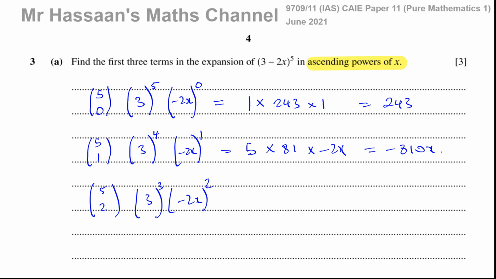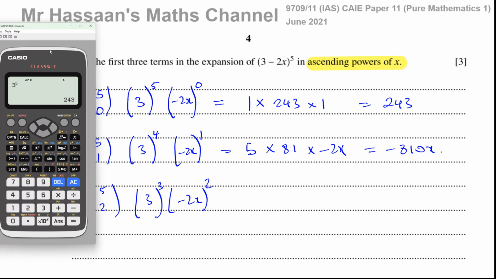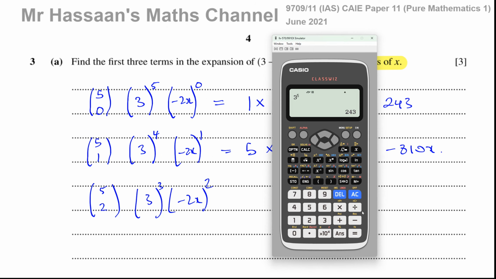Now, if you're not sure about that, you can put this in your calculator and go ahead and do it. You can just say 5C1. How do you do 5C1? 5, shift, then press nCr. Let me get rid of that first. 5, shift, this button, nCr, 1, 5C1.